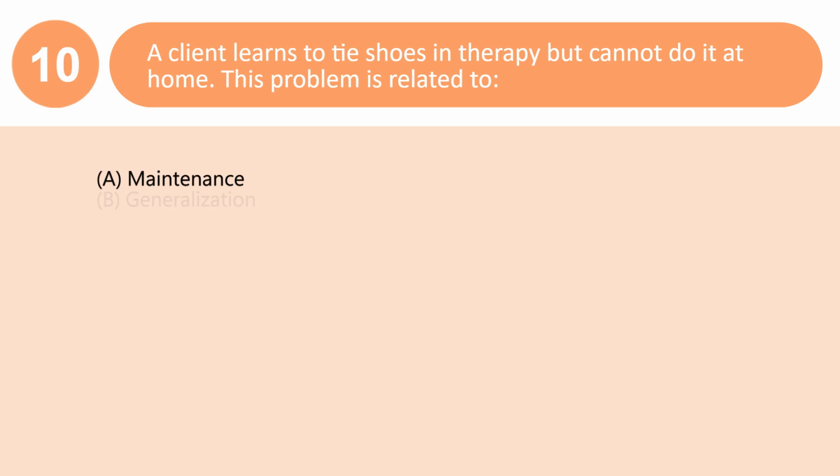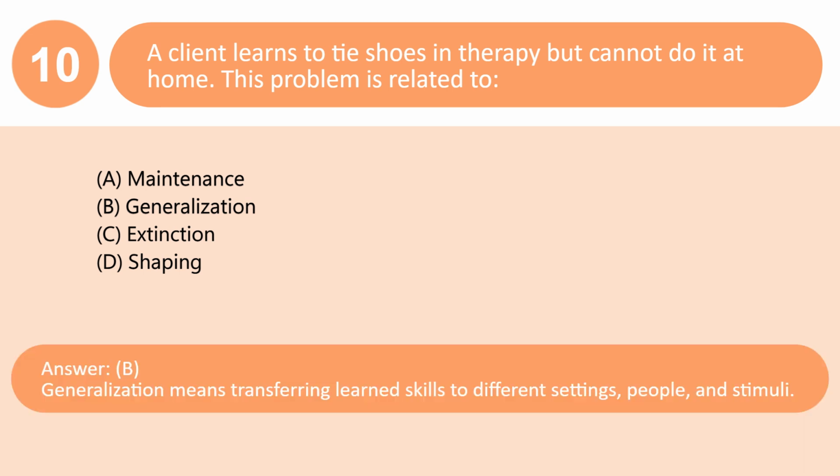A client learns to tie shoes in therapy but cannot do it at home. This problem is related to A. Maintenance. B. Generalization. C. Extinction. D. Shaping. Answer B. Generalization means transferring learned skills to different settings, people, and stimuli.